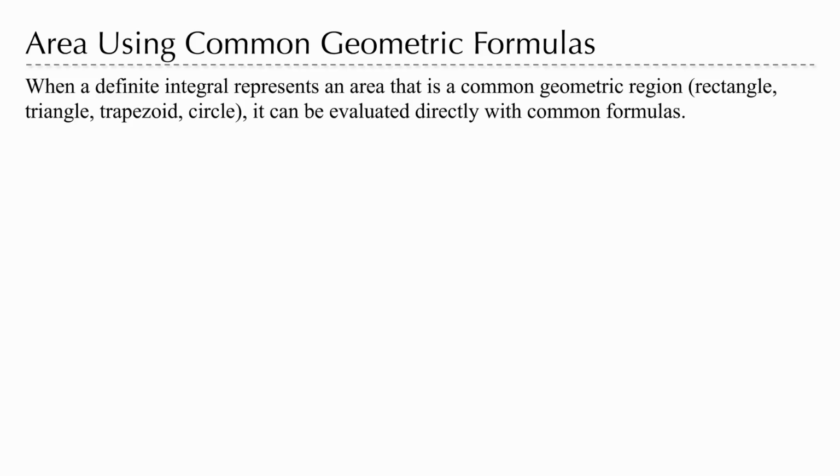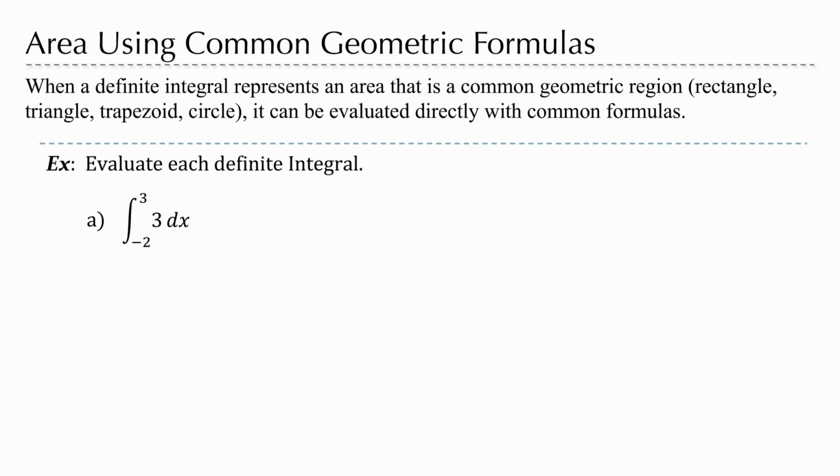Anytime we have a definite integral that represents an area that's created, oftentimes with line segments or other semicircle formulas, it actually creates what's just a common geometric region, like a rectangle, triangle, trapezoid, or even part of a circle. And so instead of using a limit of a Riemann sum, we can simply directly calculate the area just using a common formula.